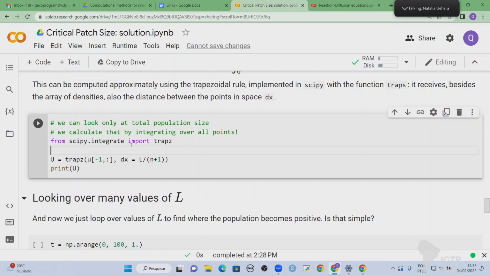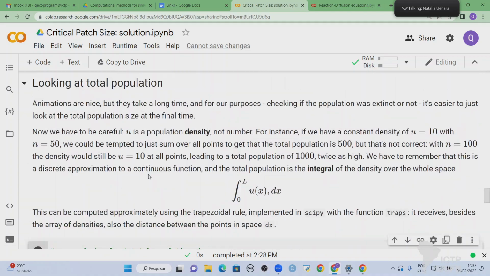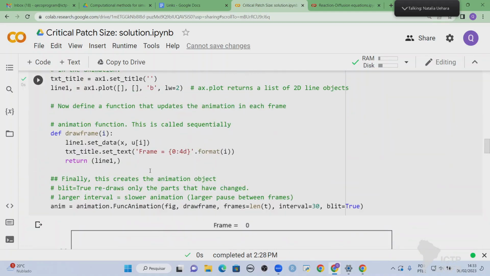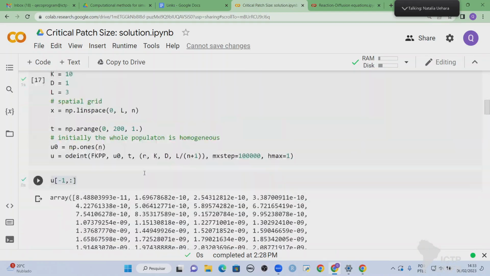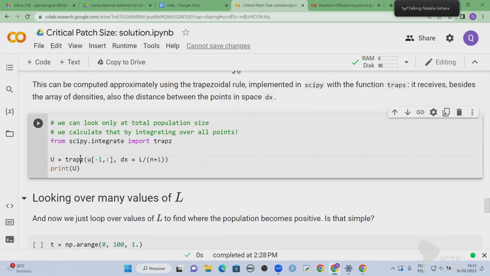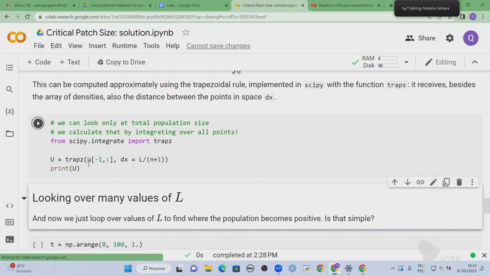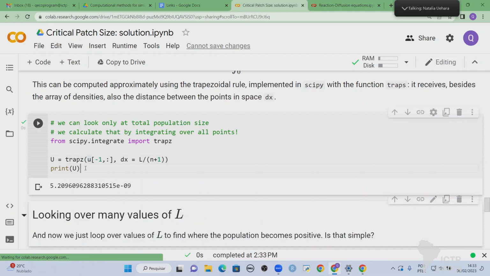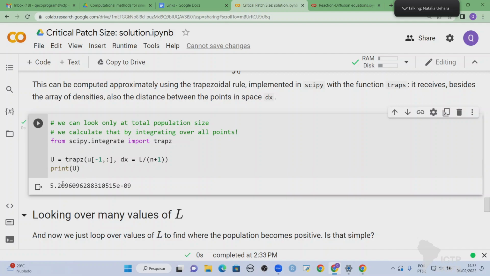When you do that, you see I have here the capital U over here. I just pass it the last population, just what I printed over here, U minus 1. And I ask it to integrate this, and I got this large U here. So this is a very small number because the population was going extinct.